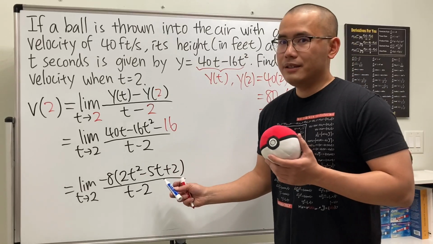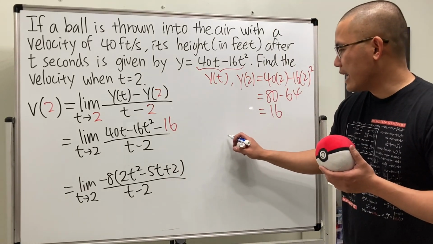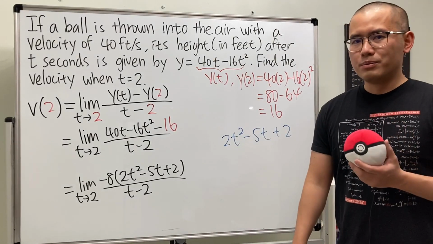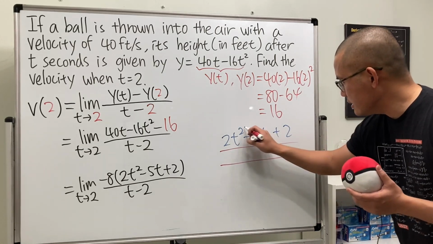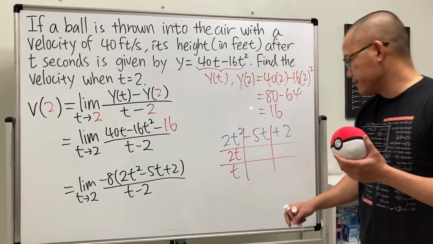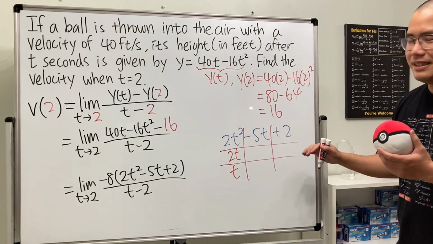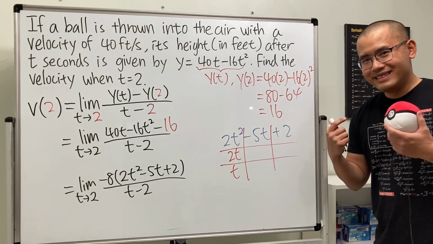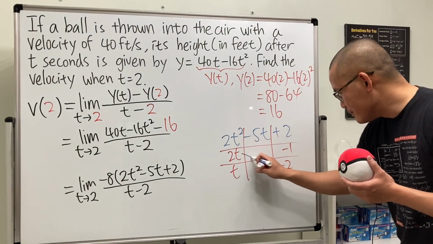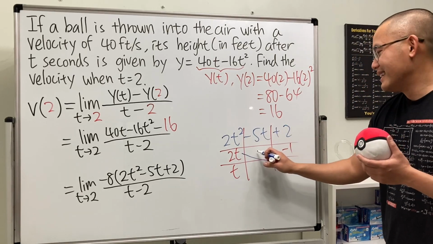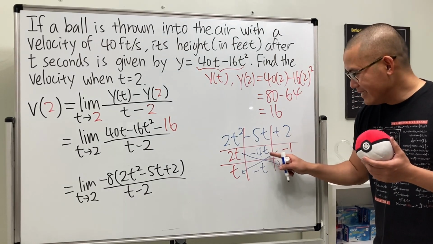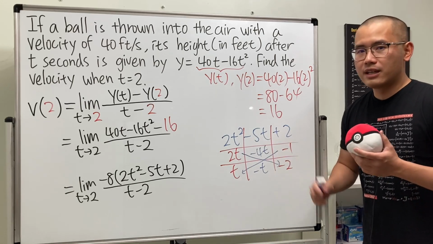Now, this part is a trinomial that we have to factor. Let's go ahead and do it on the side. 2t squared minus 5t plus 2. I will use the tic-tac-toe method for you guys. Let's go ahead and draw the tic-tac-toe boxes, like so. Well, we need 2t times t. That's how we can get 2t squared. And to get the positive 2, we need negative 1 and negative 2. I'm going to put negative 2 here and negative 1 here, because this times this will give us negative 4t, and then this times this will give us negative t. And you see, this and that combined to be negative 5t, so we have the correct combination.